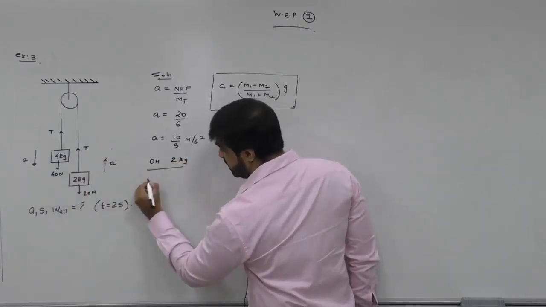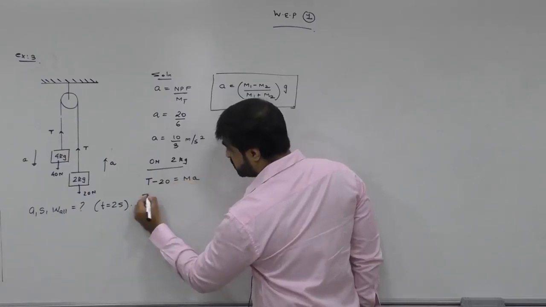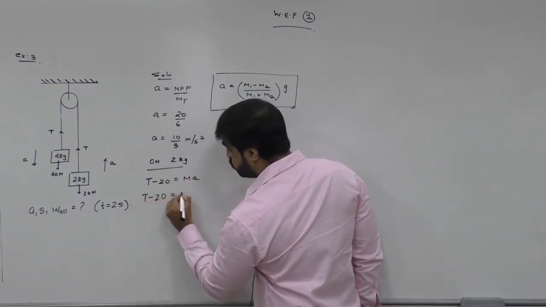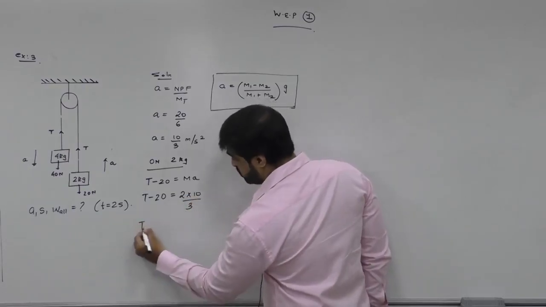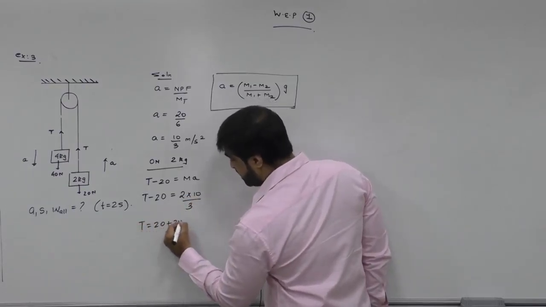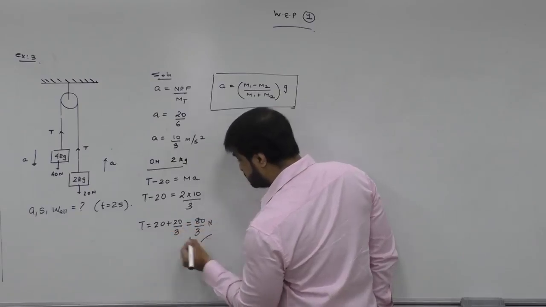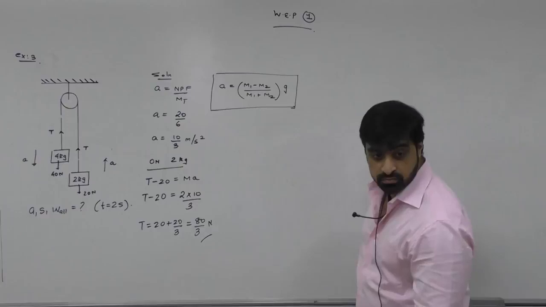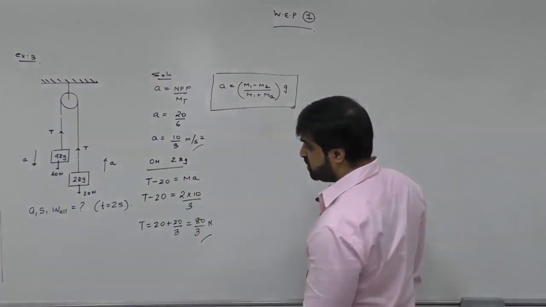it's going up, so T minus 20 down is equal to MA. So T minus 20 is equal to M is 2 and A is given as what? 10 by 3. So T will become 20 plus 20 by 3, which will become 80 by 3 Newton. Yes or no? So you got A, you got T.